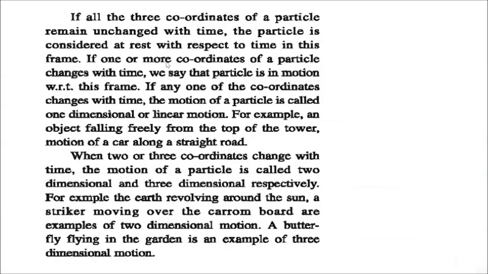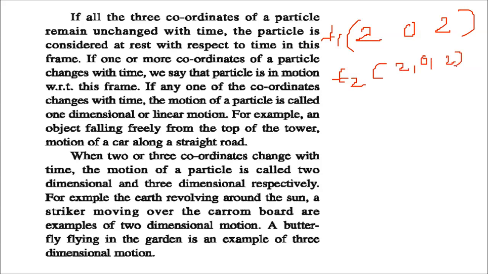If all three coordinates of a particle remain unchanged with time, then we say that the particle is at rest. That means x is 2, y is 0, and z is 2. This is the x, y, z position at T1. Now at T2, you are at 2, 0, 2 again. Neither x, y nor z has changed. That means you are at rest.